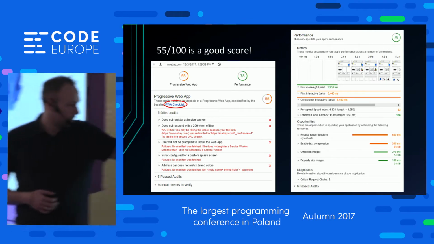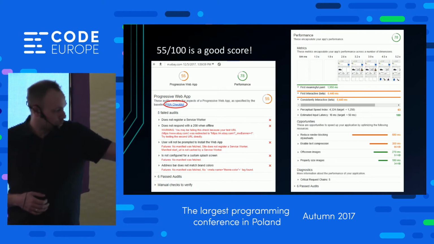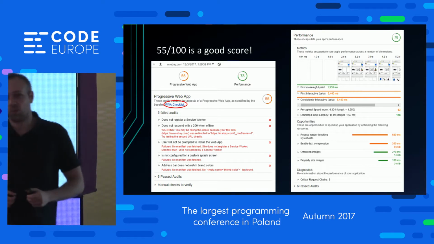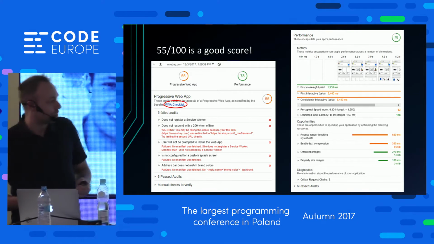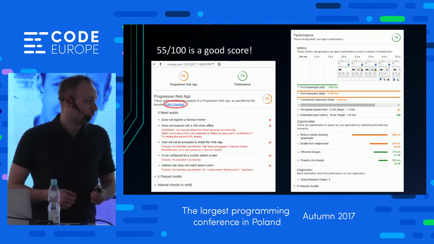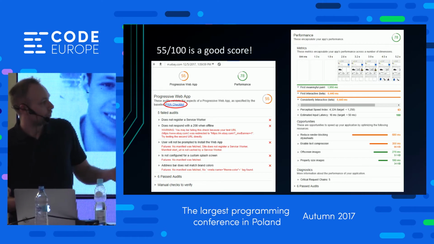Again, in the performance pane at the bottom, there are a lot of so-called opportunities. So all the things that you can improve to improve the performance of your app. So this is a great tool to look at from time to time to see what you can improve.